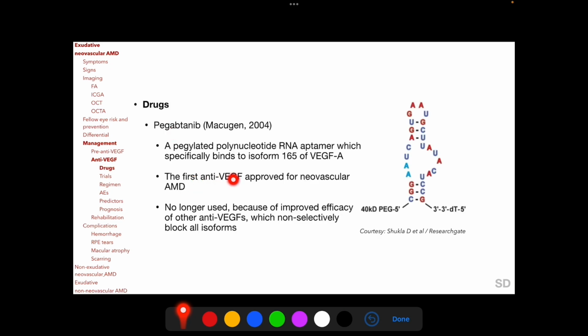Pegaptanib was the first anti-VEGF drug to be approved for neovascular AMD and is a pegylated polynucleotide RNA aptamer which specifically binds only to isoform 165 of VEGF-A. Pegaptanib is no longer used because of the improved efficacy of the other anti-VEGFs, which, unlike pegaptanib, non-selectively block all isoforms of VEGF-A. Pegaptanib is thus an RNA molecule and not an immunoglobulin or immunoglobulin fragment, as are the currently available anti-VEGF molecules.